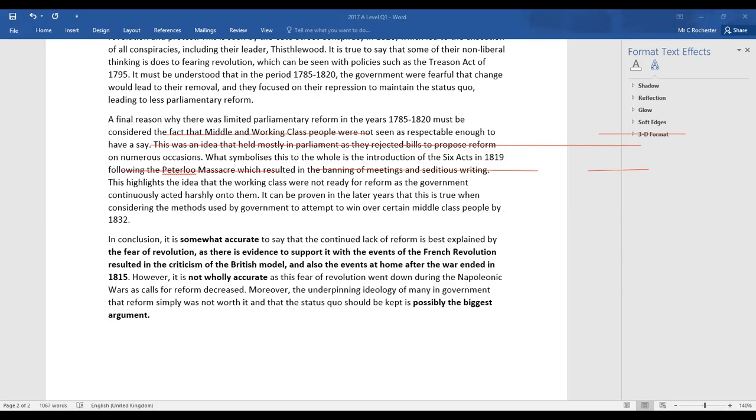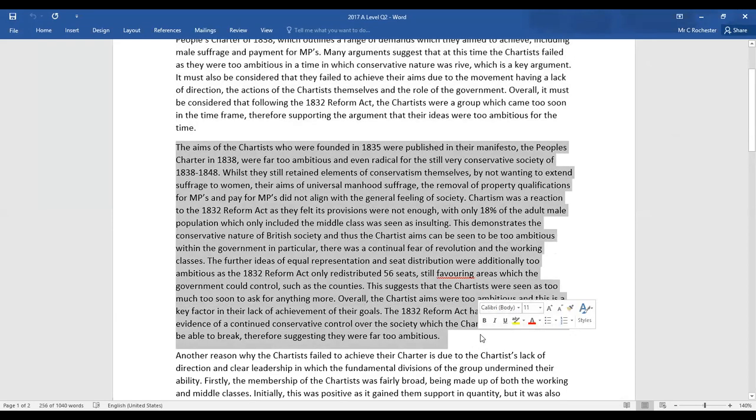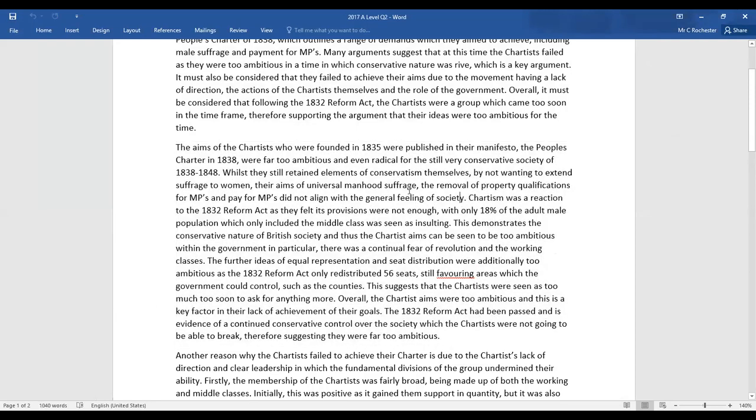And if you want to see that in actual written terms, we'll have a look at the essay. This is the first factor. This was again an exam board example. It got a level 5. The aims of the Chartists were published in their manifesto, while still retaining elements of conservatism themselves. The aims of universal manhood suffrage and the removal of property qualifications did not align with the general feeling of society. Chartism was a reaction to the 1832 Reform Act, and it felt provisions were not enough, with only 18% of the male population seen as insulting. This is a really strong paragraph. It just tells you how the Chartists didn't fit into a societal trend.